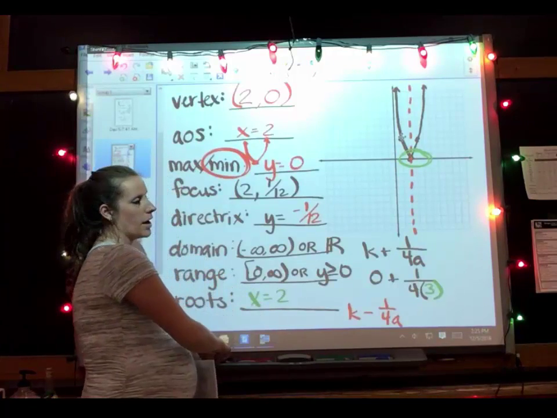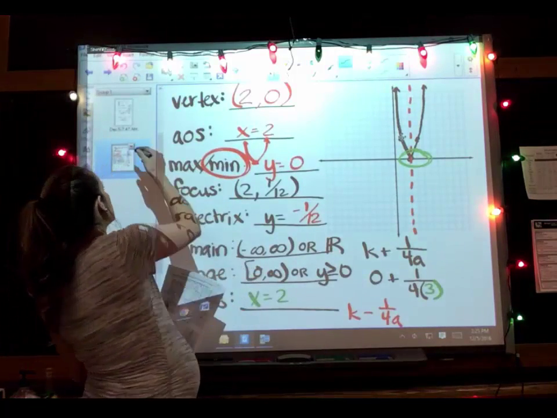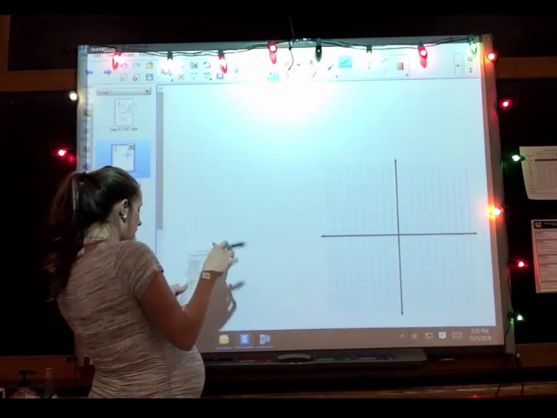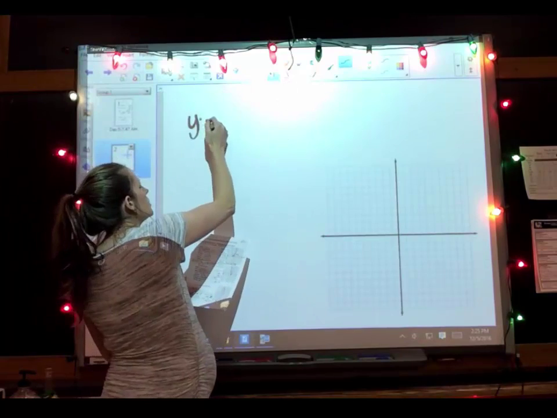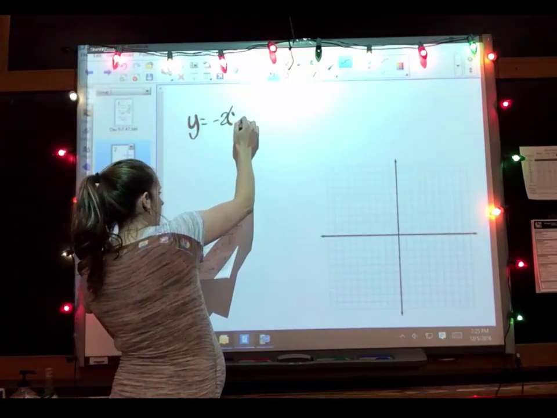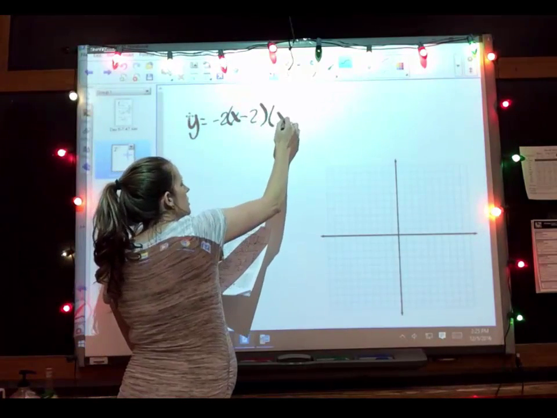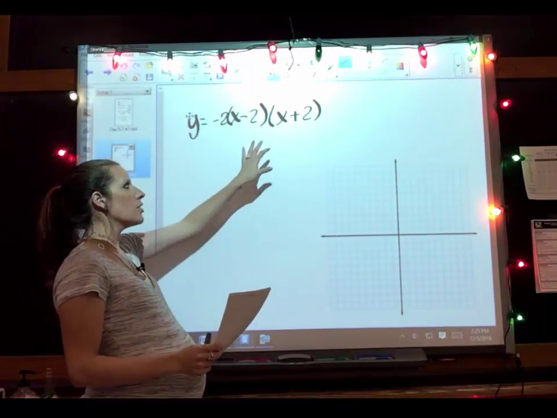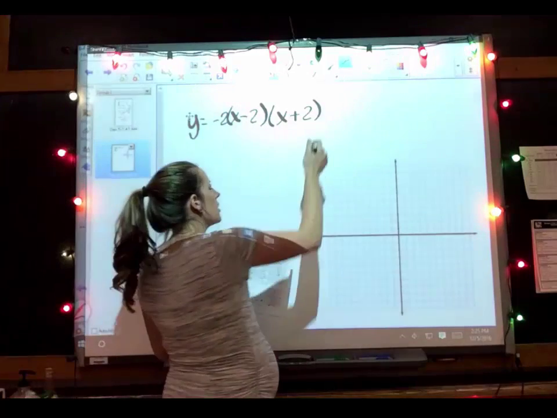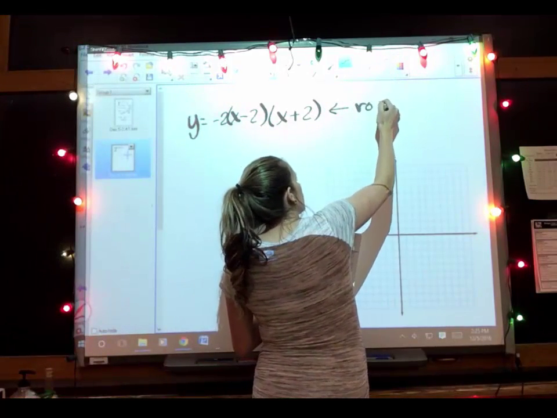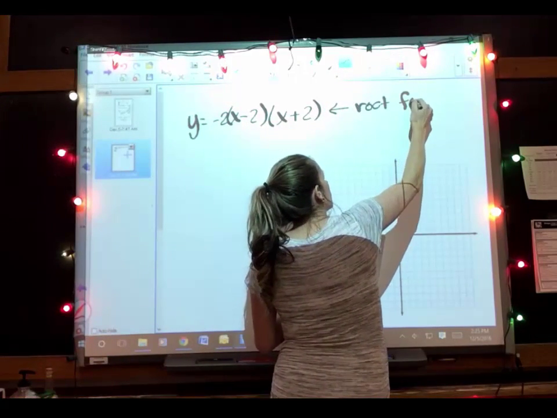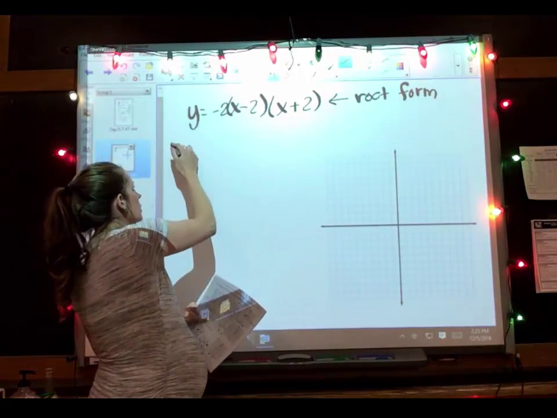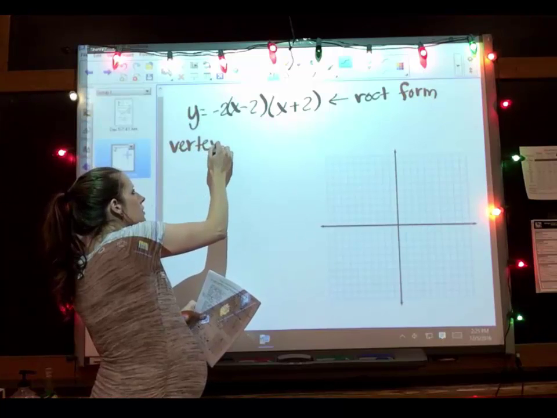Last example for analyzing. Alright, number 3, we have y equals negative 2, x minus 2, x plus 2. Okay, so first thing I want you to do is ask yourself, what form is this in? Okay, and it's in root form. So we can figure out what our roots are.